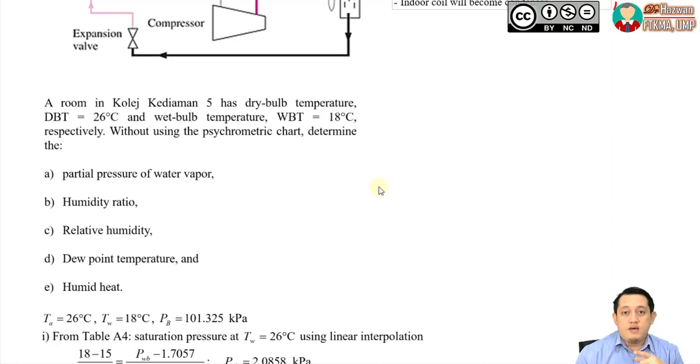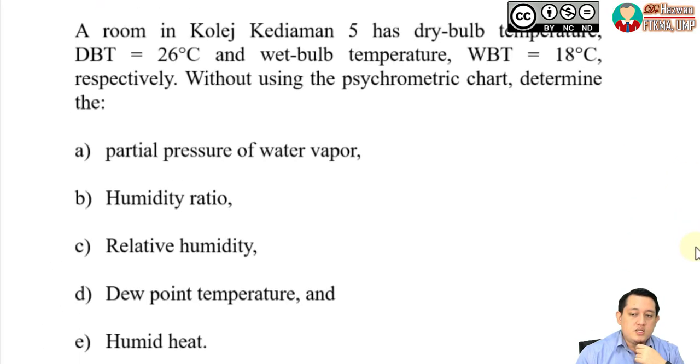This is where you have a different set of question. So this is set number 1, Set A. Let's label it set A. A room in College Kediaman 5 has dry bulb temperature 26 and wet bulb temperature 18 degrees Celsius respectively. I just changed the number here, 26, 18, 26, 19, somewhere like that. Without using the psychrometric chart, determine the partial pressure of water vapor, humidity ratio, relative humidity, dew point temperature, and humid heat.